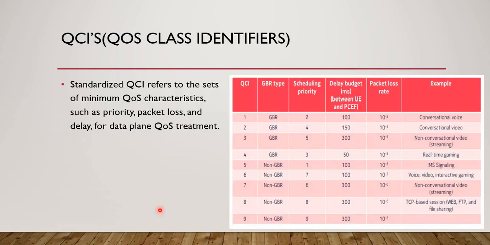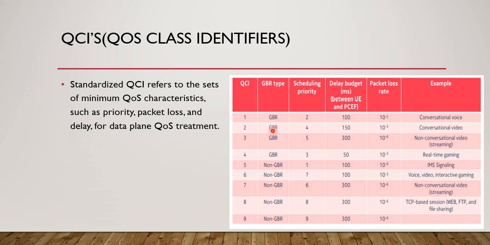But I'll take you to this particular table wherein each and every QCI indicator has been classified. You can see QCI 1, 2, 3, 4, 5, 6, 7, 8, 9, so a total of 9 QCIs are there. Okay. And from QCI 1 to 4, this is guaranteed bitrate. GBR means guaranteed bitrate, meaning whatever bitrate we are mentioning here. Let's say this is the bitrate.